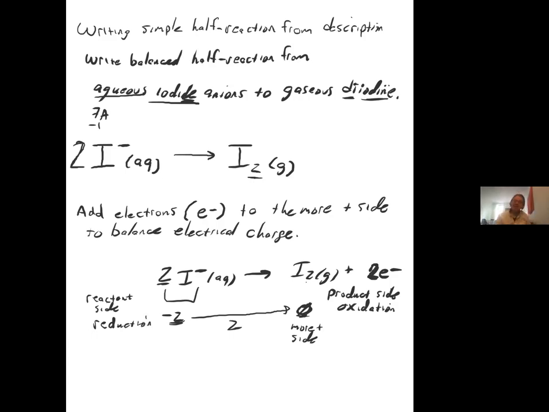So this is called a half reaction because it's half of a redox reaction. Redox is reduction and oxidation, both. If you're only showing one of the two, in this case oxidation, then it's a half of a redox. So we call it a half reaction. Okay, let me show you another example.